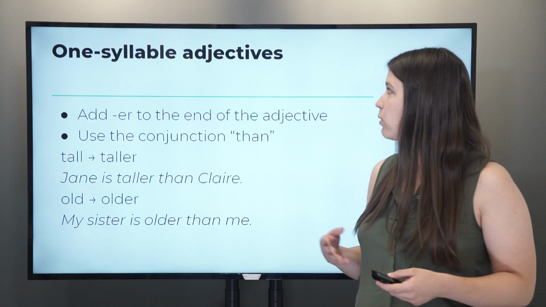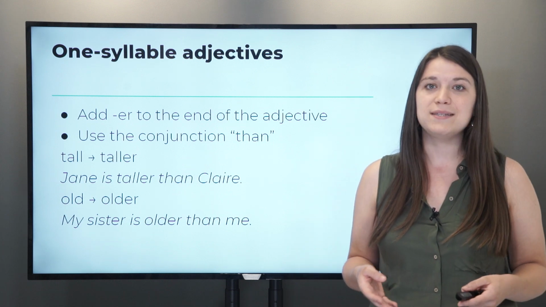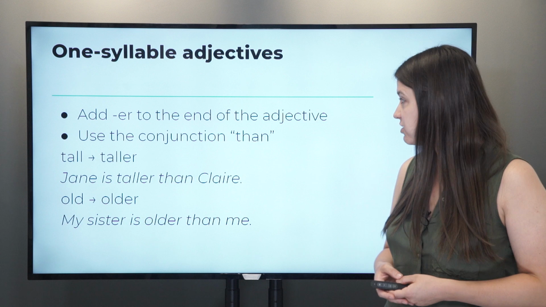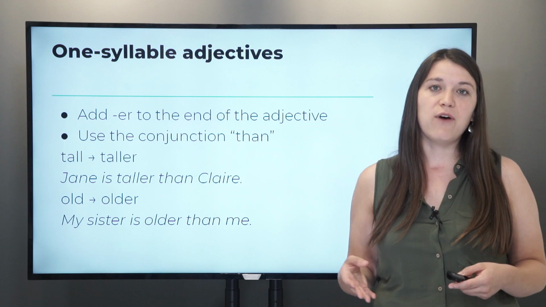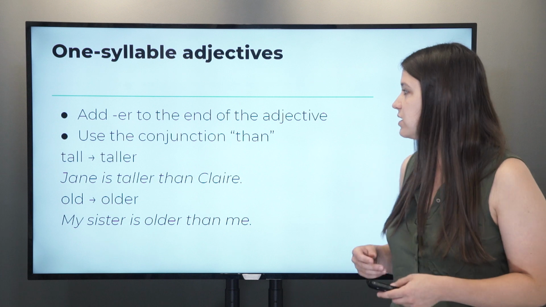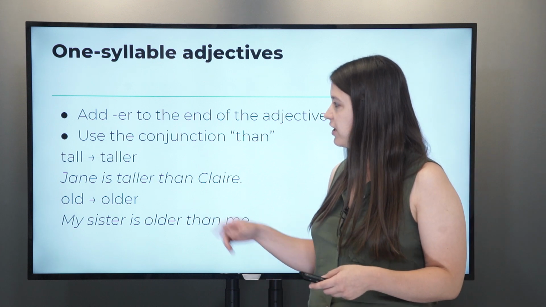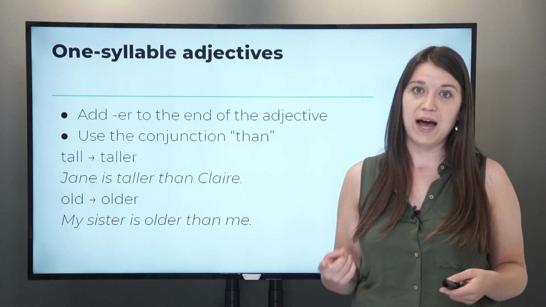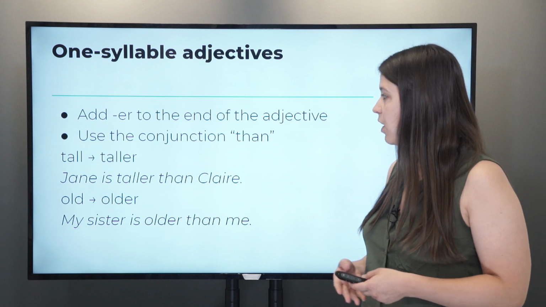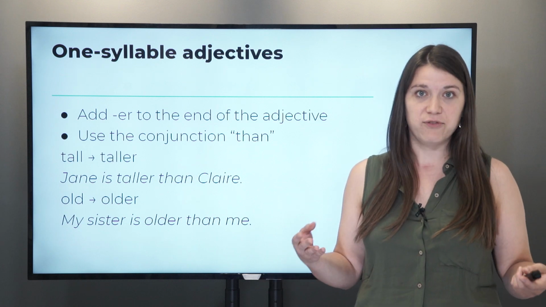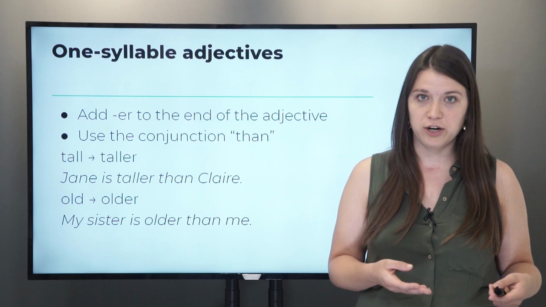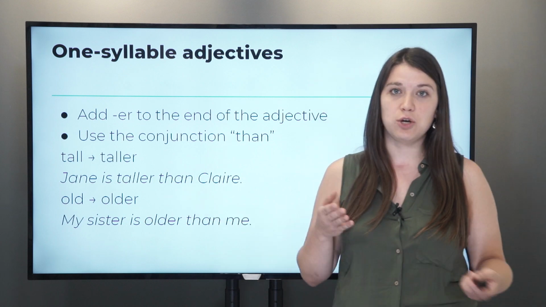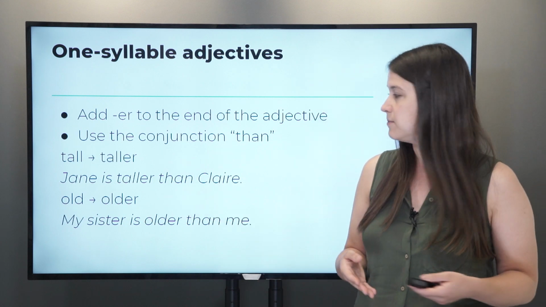So let's start with one-syllable adjectives. If we have a one-syllable adjective, we add the ending ER to the end of the adjective, okay? And after that, we follow it with the conjunction than. So let's look at a couple examples. We have the adjective tall, so that becomes taller because it's one syllable, so we add the ER ending. In a sentence, we could say, for example, Jane is taller than Claire. It's important to have this than here because it shows that you're making a comparison between two things.